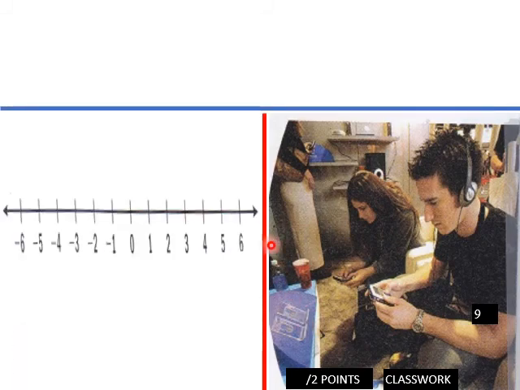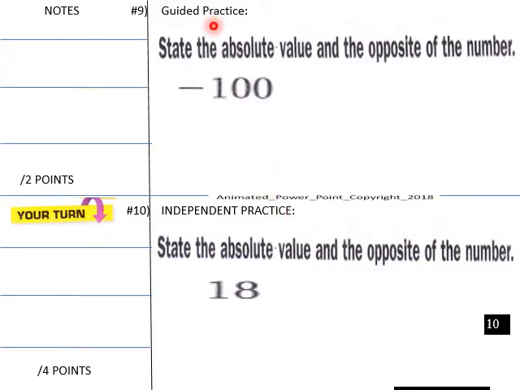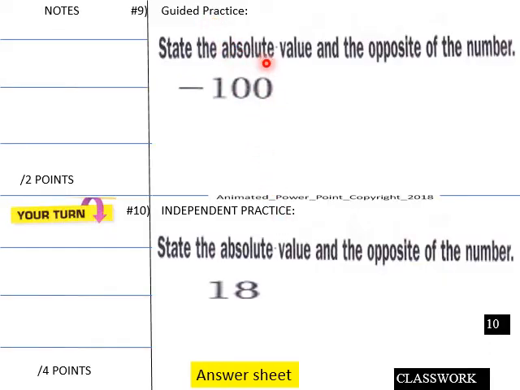And then the opposite of -2. What's the opposite of -2? To find that, the opposite of -2 is 2, because we just go to the right of the origin instead of going to the left to get our -2. Now we go to the right and we go +2. So using a number line, we come up with the opposite of -2 would be +2. So let's go to our guided up here. State the absolute value and the opposite of -100. Same thing down here for you.